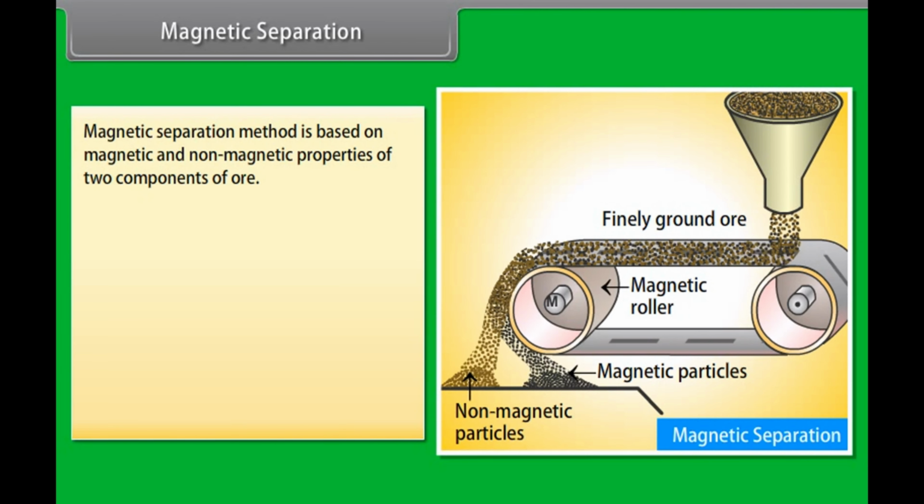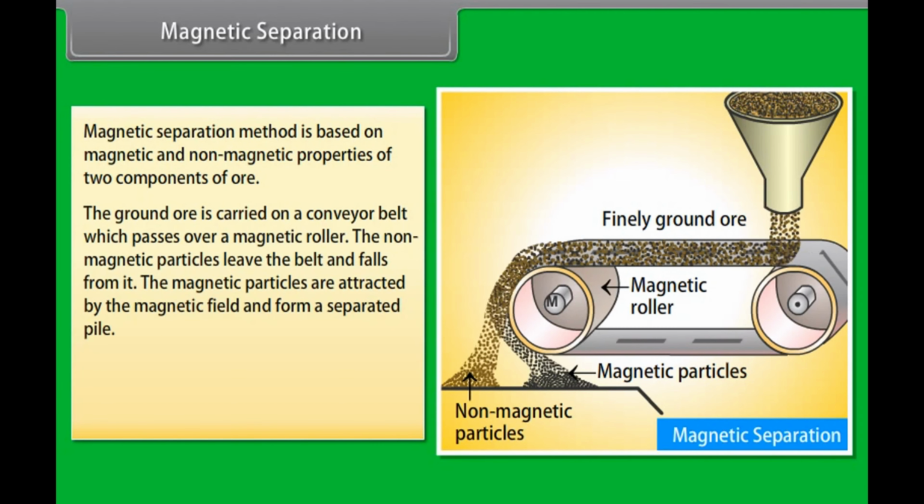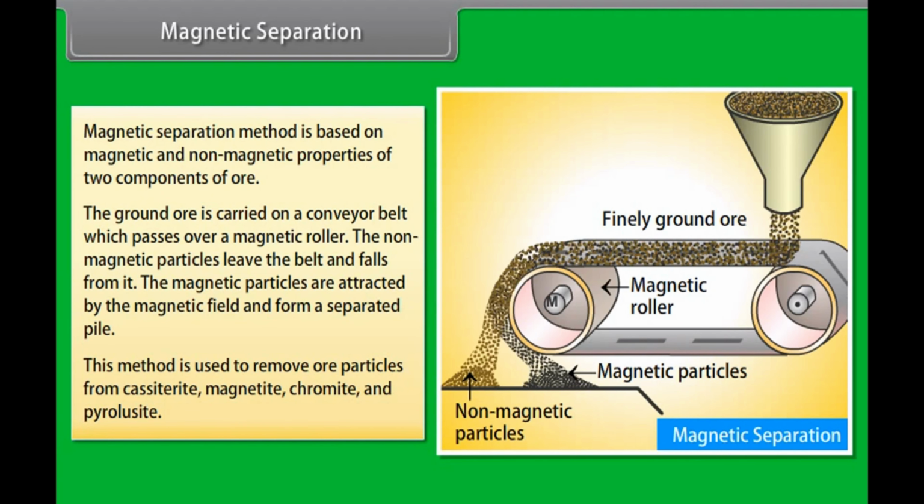Magnetic separation method is based on magnetic and non-magnetic properties of two components of ore. The ground ore is carried on a conveyor belt which passes over a magnetic roller. The non-magnetic particles leave the belt and fall from it. The magnetic particles are attracted by the magnetic field and form a separated pile. This method is used to remove ore particles from cassiterite, magnetite, chromite, and pyrolusite.